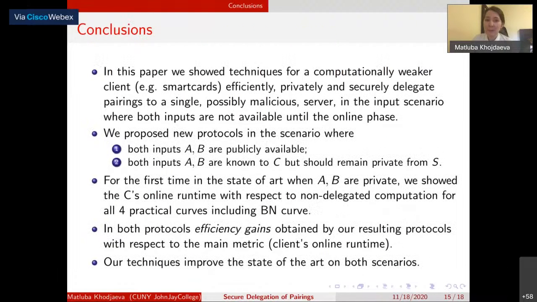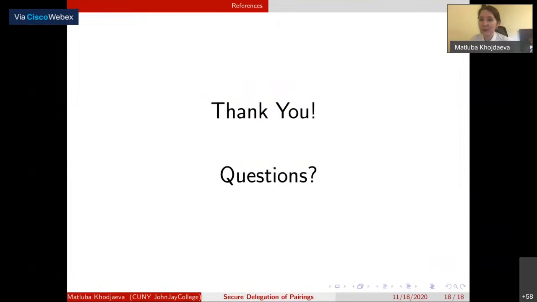Okay, in this paper, we show the techniques for a computationally weaker client to efficiently, privately, and securely delegate pairing to a single, possibly malicious server in both scenarios. In both scenarios, we prove that it is efficient, and if we compare with the state of the art, our result was better. Okay, thank you very much, and I will wait for your questions.